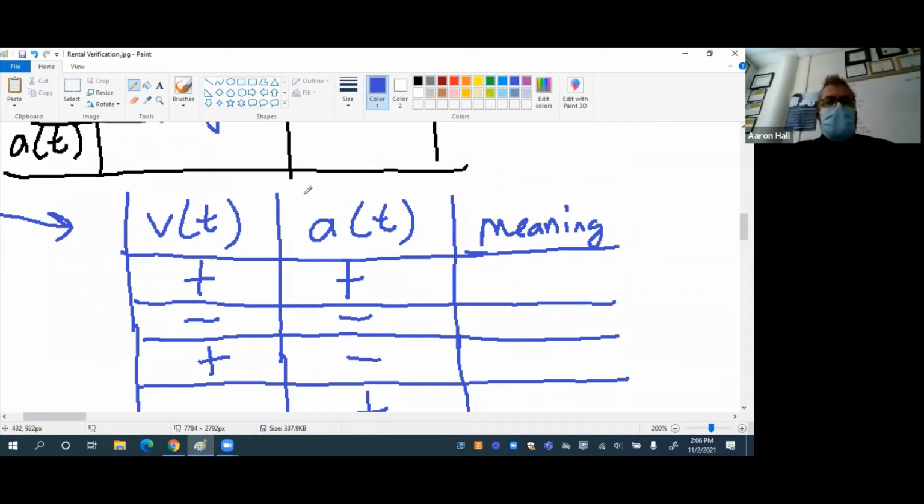Now let's consider what it means if my velocity is positive. I'm moving to the right. What does it mean if my acceleration is positive? I'm accelerating to the right. So if I'm moving to the right and accelerating to the right, what happens to me? I'm going faster, right? Speeding up.